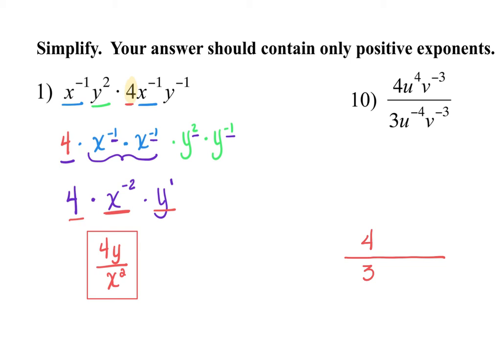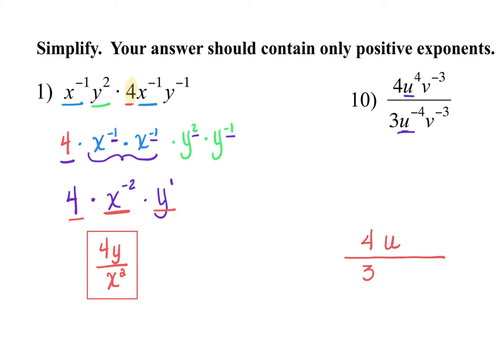Now remember, with division, I subtract, all right? So before I even subtract, I'm going to decide where it's going to end up. So I'm going to look at my u's, and I have u to the 4th over u to the negative 4th. Which one is bigger, positive 4 or negative 4? Positive 4. Where is it located, numerator or denominator? Numerator. So I know my u is going to end up on the numerator position. That is going to always stay where the larger exponent resides.